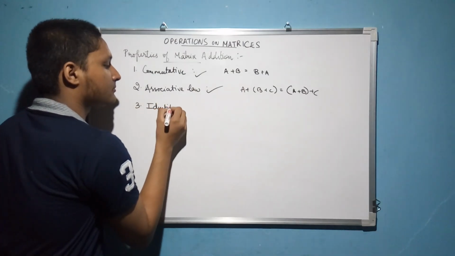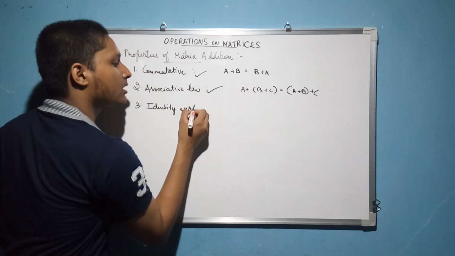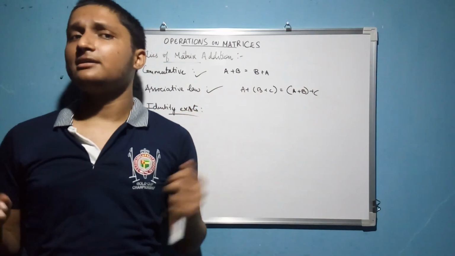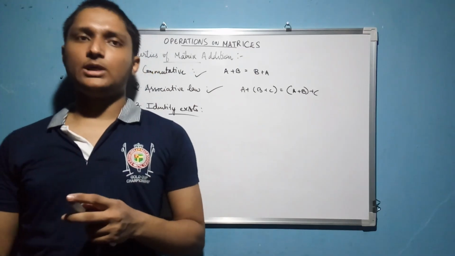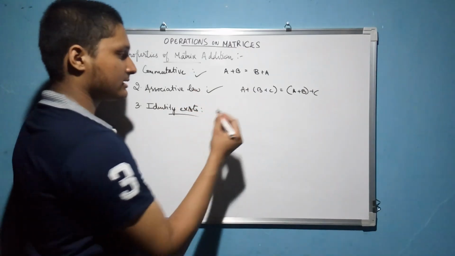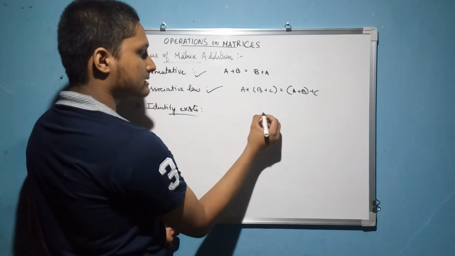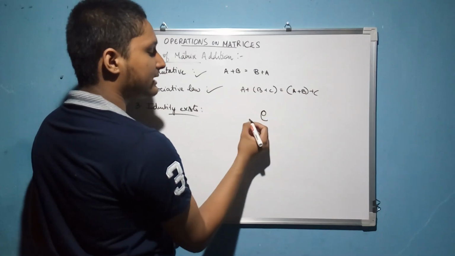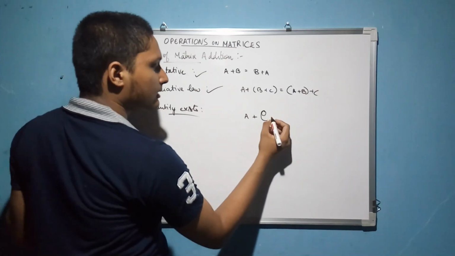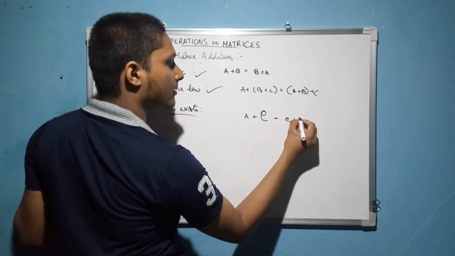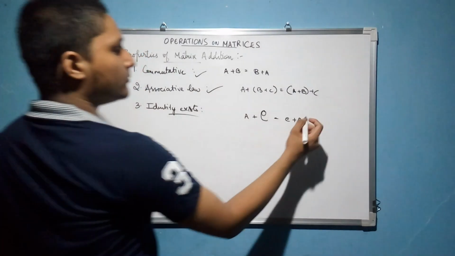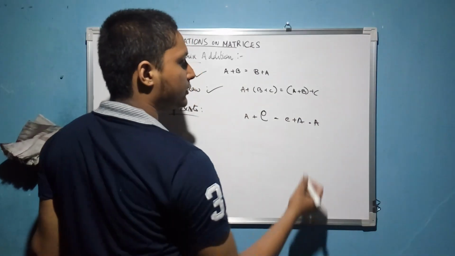Identity exists. In the relationship functions, we found that if you consider E as the identity element, then A star E should be equal to E star A, and that should be equal to A. So if you consider this to be addition, and E to be the identity, and we consider the general matrix A, then A plus E should be equal to E plus A. Because it is commutative, this condition is going to be true. So it should also be equal to A.